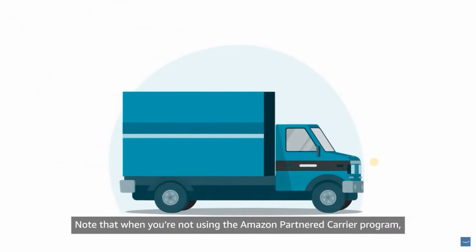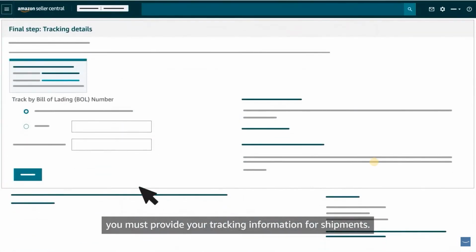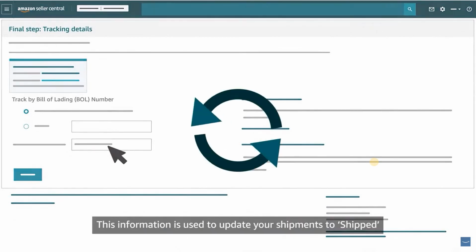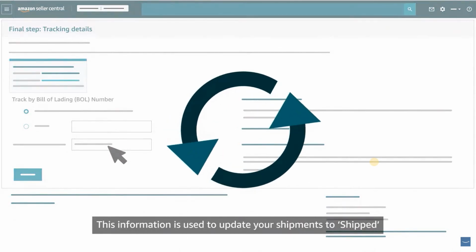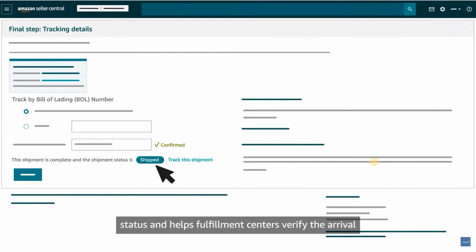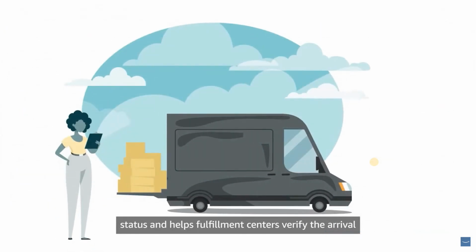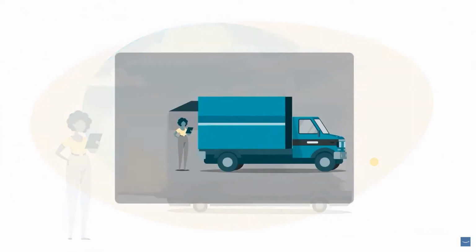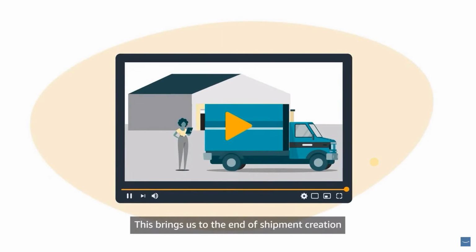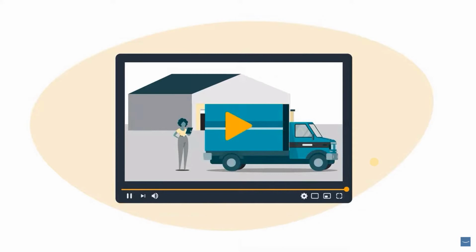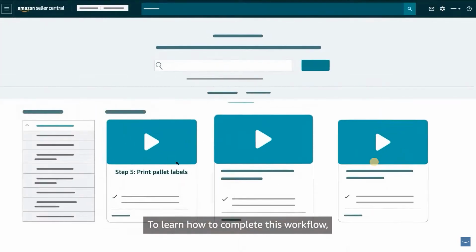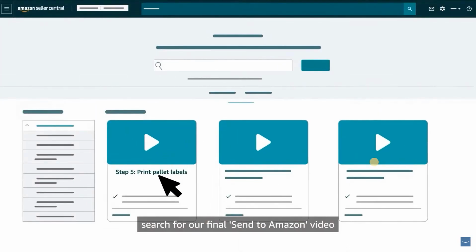Note that when you're not using the Amazon Partnered Carrier program, you must provide your tracking information for shipments. This information is used to update your shipments to shipped status and helps fulfillment centers verify the arrival and contents of your shipment. This brings us to the end of shipment creation if you're shipping pallets with a carrier of your choice. To learn how to complete this workflow, search for our final Send to Amazon video in Seller University, Step 5, Print Pallet Labels.